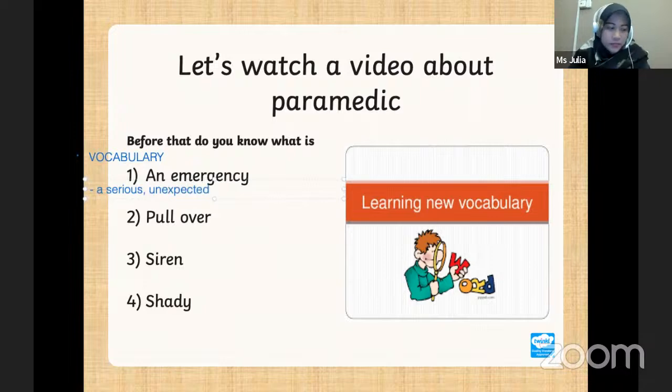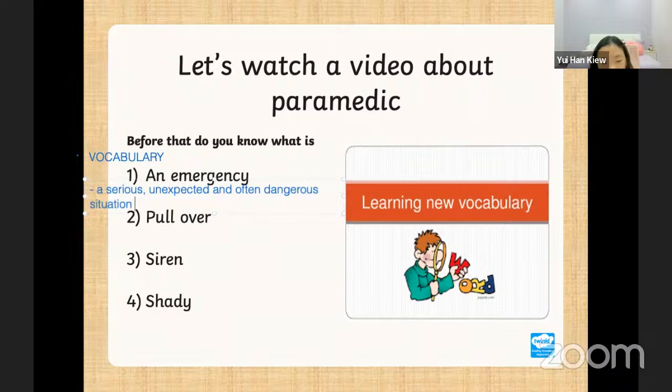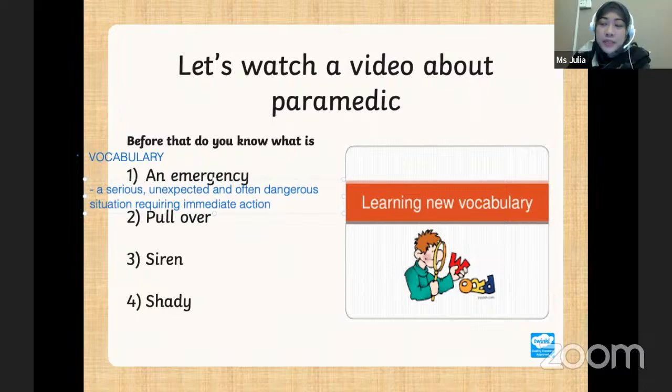Unexpected and often dangerous situation. Okay. A serious, unexpected, and dangerous situation requiring immediate action. So use immediate action. It's like something urgent that happened that you need to settle right away, straight away. Okay.